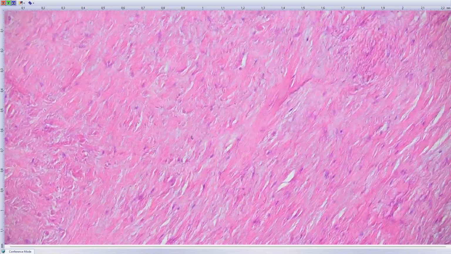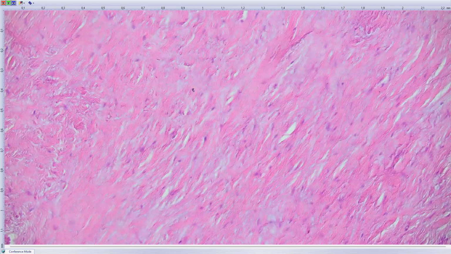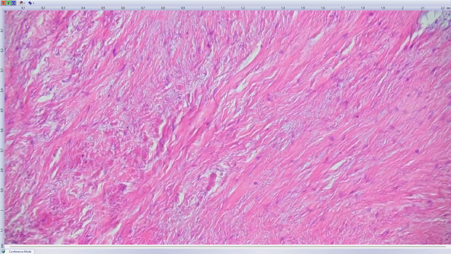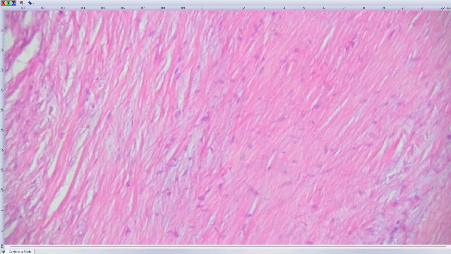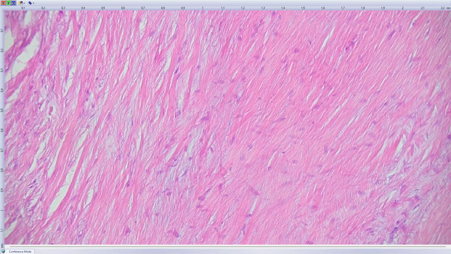There was no mitotic activity, no atypia, and I'm looking just for some most illustrative areas. Okay, here maybe. For this diagnosis, I think it's desmoplastic fibroblastoma.